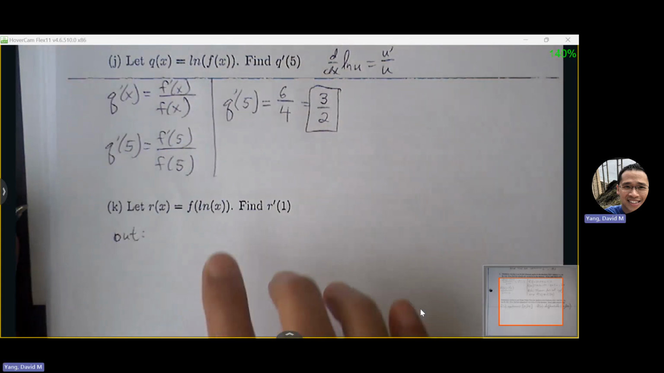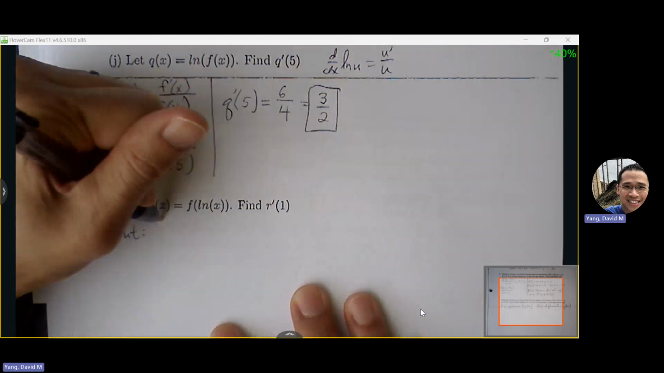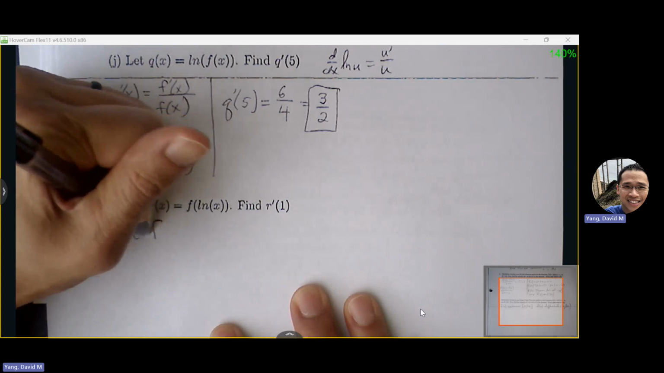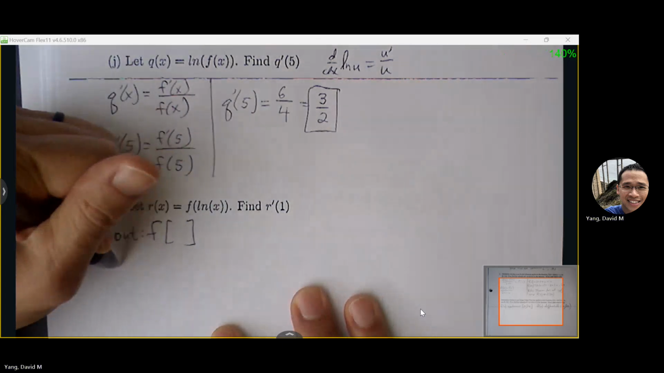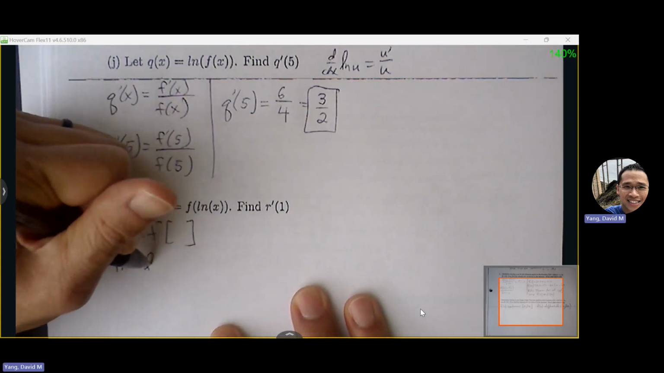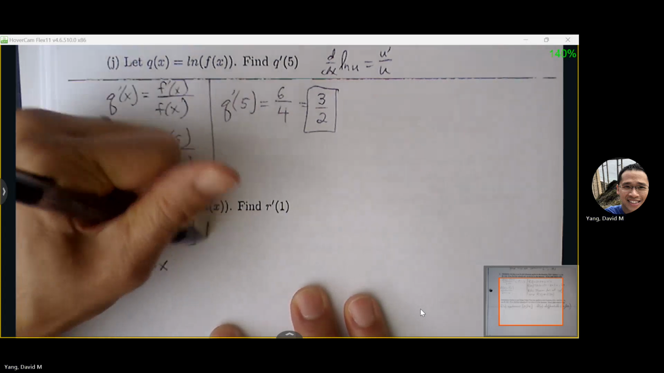Okay. K is also a chain rule, but the order is a little bit different here. So that my outside function is f. My inside portion is the natural log of s.